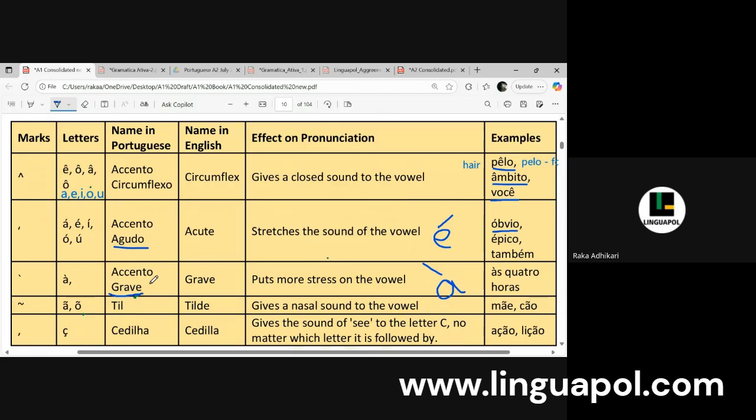So remember, if we have an E at the end of the word, then in European Portuguese, we don't pronounce it at the end.